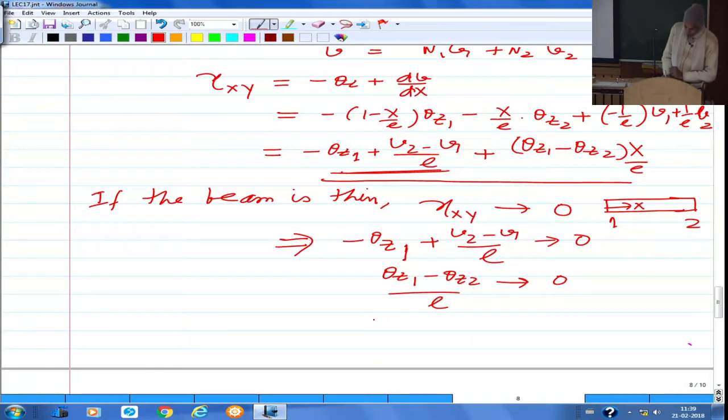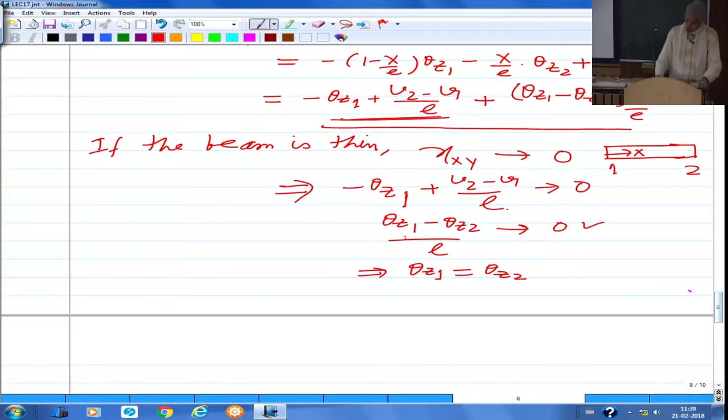If you look at the second condition, ultimately this is telling you that theta z1 is equal to theta z2. I mean, theta z1 is tending to theta z2. As far as the first condition is concerned, it is telling you that theta z1, that is the rotation or the slope at the first node of the element, is equal to (v2 minus v1) by L. So it is just giving you the relationship between the rotation and the rate of change of deflection, since the element has linear interpolation for v, so the slope dv by dx is going to be this. Now the second one is actually a problem.